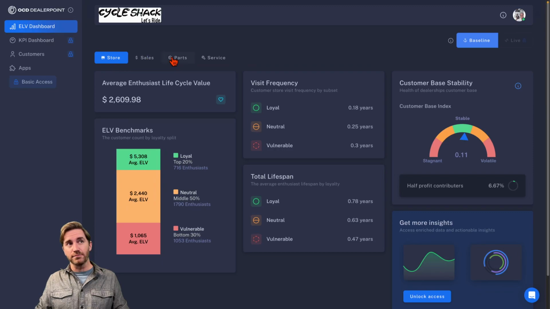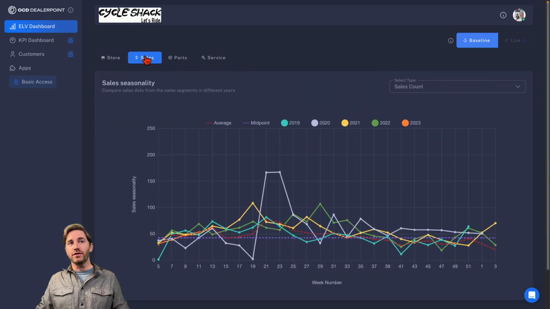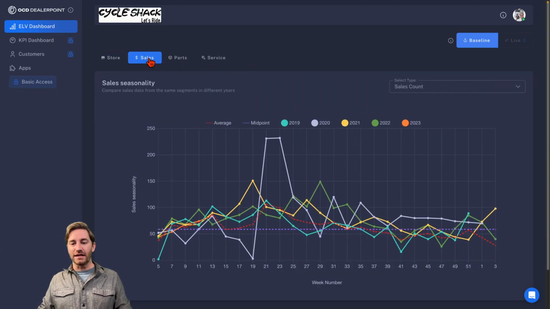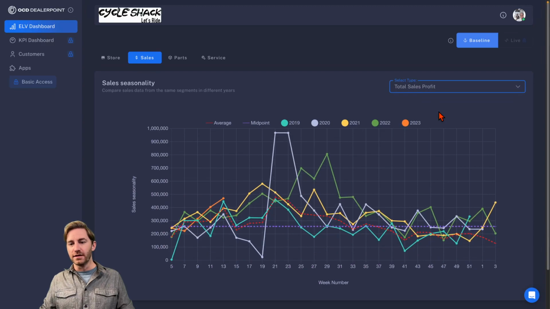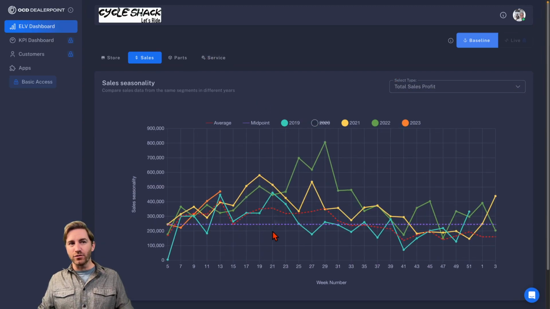Now, there are a couple other things we can do with this data, and they start up here: sales, parts, and service. If we go to these, you can actually see the seasonality of each of your individual departments. We can see not just the count of your seasonality, but the profitability. When we are most profitable versus when we are busiest aren't always the same thing. You can turn years on and off, like we see 2020 was very strange there. Who knows why?